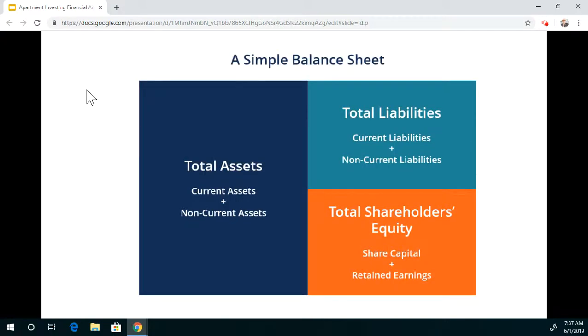A sample balance sheet. Some more information on here. So, the liabilities of a business are its debts or any claim another business or individual may have against the business.